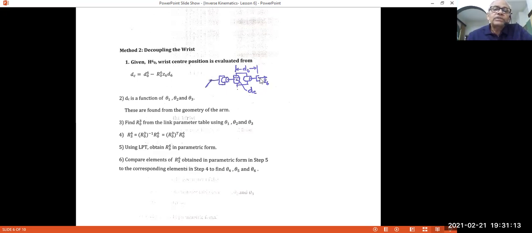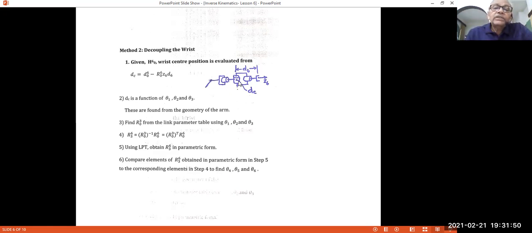And once this is known, you need to only come to this point. So along this, you need to travel by D6. That is, traveling along this is the vector. R60 is the frame attached, with reference to the base frame. So R60 into Z0 into D6 is going to give you this distance in the base frame. So you subtract that from this, and you will arrive at this point. So your DC is DCX, DCY, DCZ.